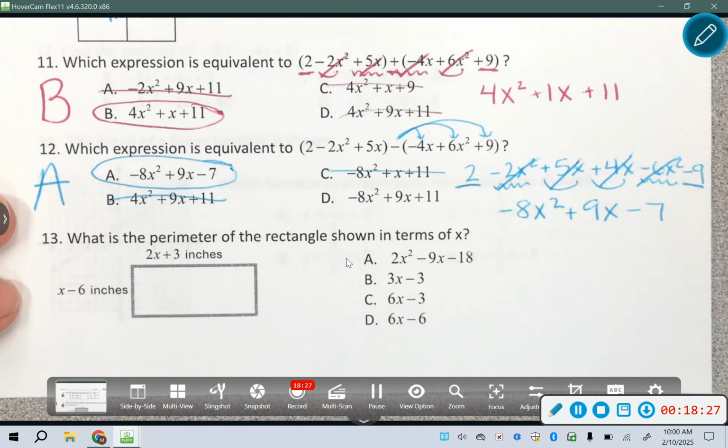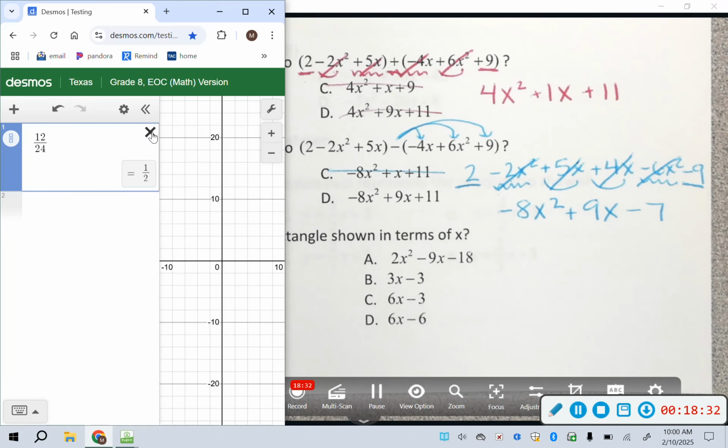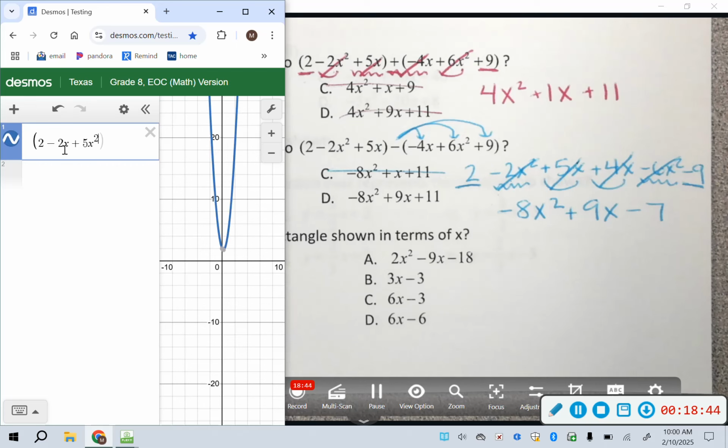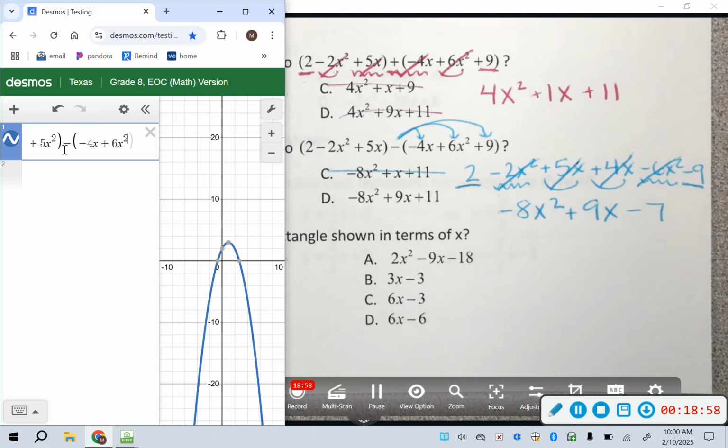And again, you can check these in your calculator. So if you come over here to your calculator, and if we were to type what was given to us first, so we had parentheses, 2 minus 2x plus 5x squared, minus negative 4x, plus 6x squared, plus 9.